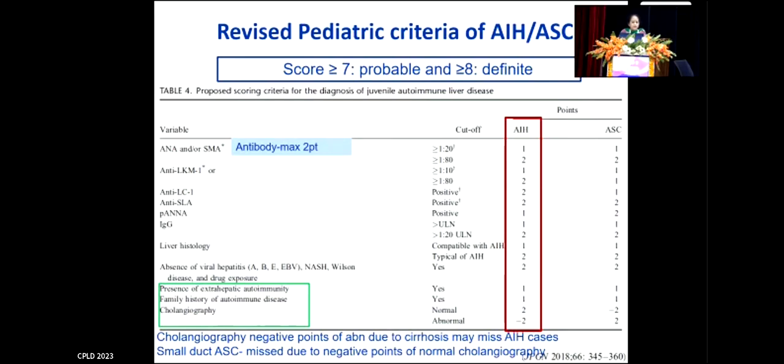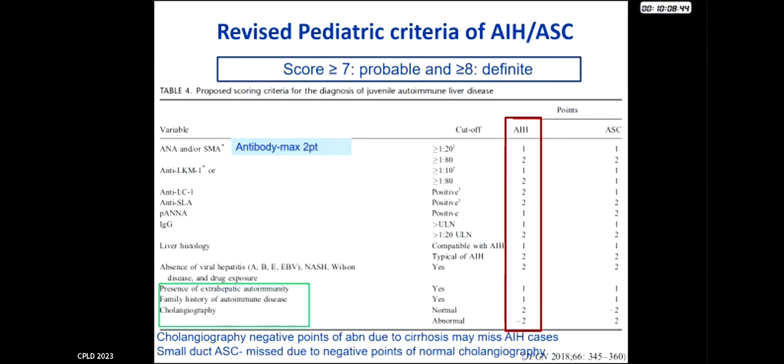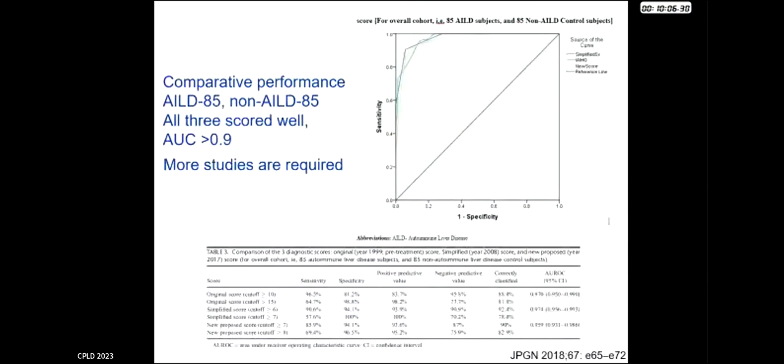And the problem here is that if the cholangiography is abnormal, which I will be coming to, due to the presence of just cirrhosis, where they may have milder degree of changes, we will be giving negative points and the diagnosis of AIH may be missed. And similarly, it will miss the small duct PSC and not pick up these overlap cases.